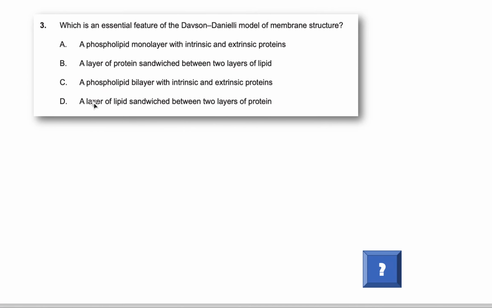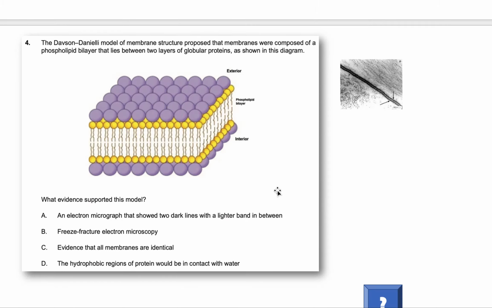So it's got to be D, a layer of lipid, the phospholipid bilayer, sandwiched between two layers of protein. That sounds right. So it's going to be D. So you can see how important it is to actually know about these different models over the years, because they can pop up pretty easily on multiple choice questions.